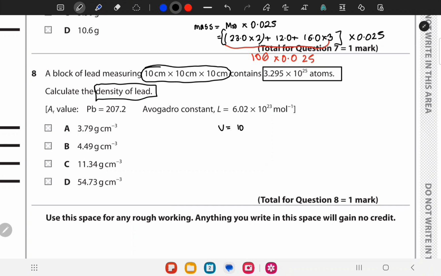The volume of the cube would be 10 cubed, so 1000 cm cube, and the number of moles of lead in this cube would be the number of atoms, so 3.295 times 10 to the power 25 divided by the Avogadro constant, 6.02 into 10 to the power 23. So this is 54.7 mole.